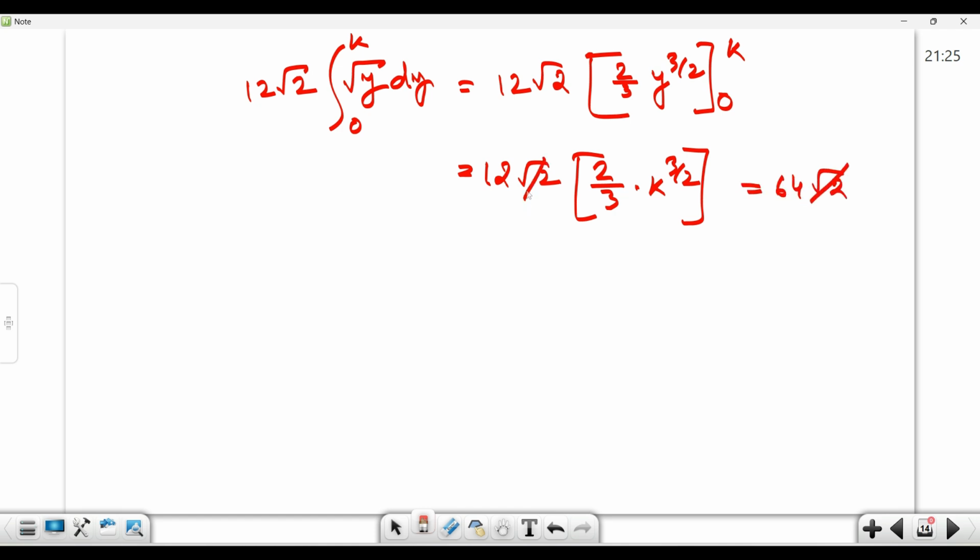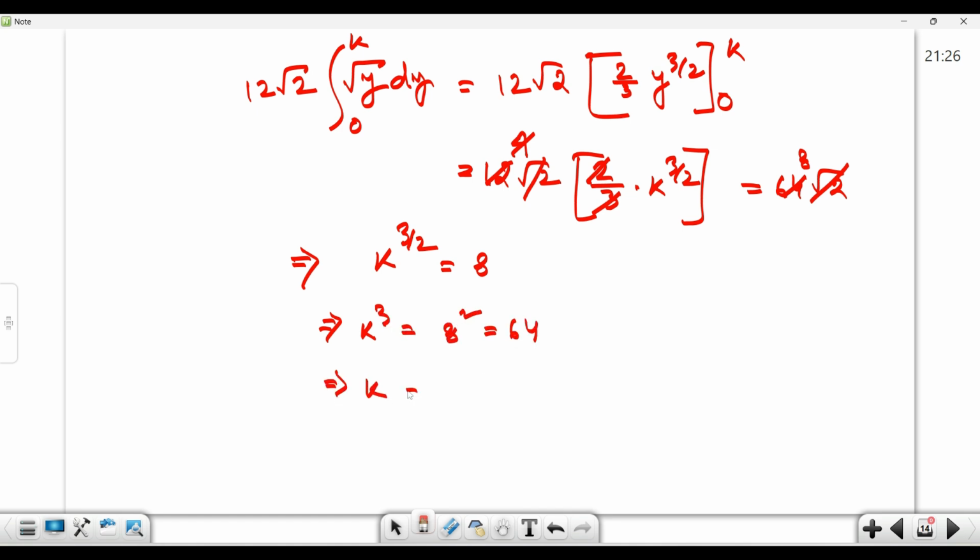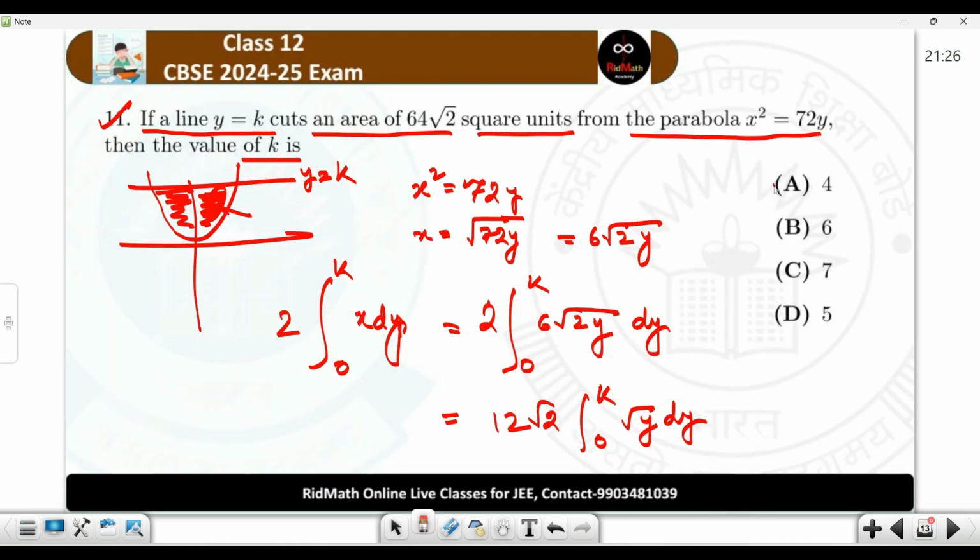So root 2 cancelled. That implies, 3 4s are 12 and 4 2s are 8, 8 8s are 64. So that is k to the power 3 by 2 equal to 8. That is k cube equal to 8 square, that means 64, and k equal to cube root of 64, that means 4. That is k equal to 4. This is the answer. So in which option is 4? So option A is correct. Next problem.